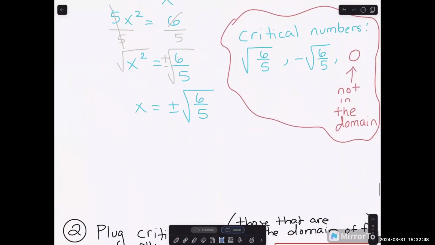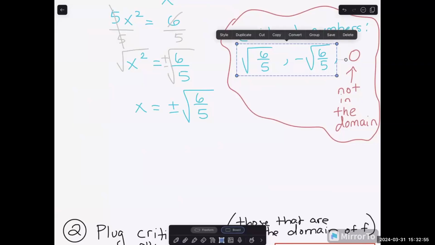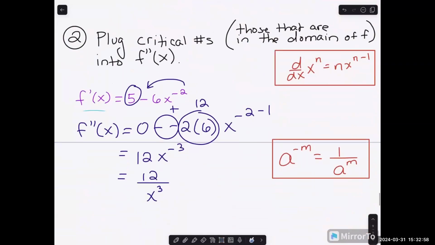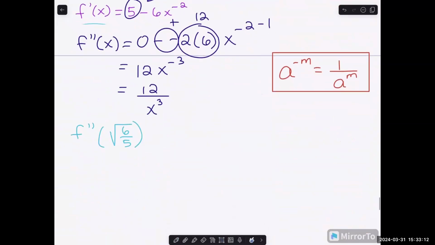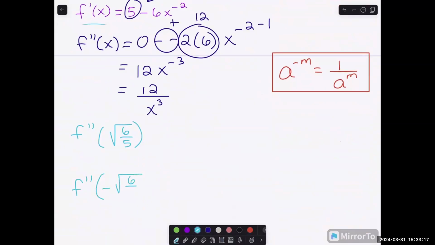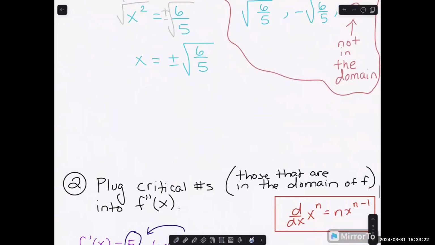And we need to plug in our critical numbers. We're specifically plugging in the root 6 over 5 and the negative root 6 over 5. We don't have to worry about the 0 because that's not in the domain. So we're going to find f double prime of positive root 6 over 5 and f double prime of negative root 6 over 5.